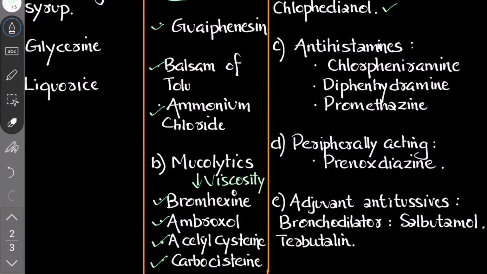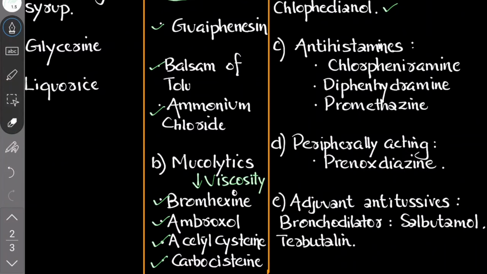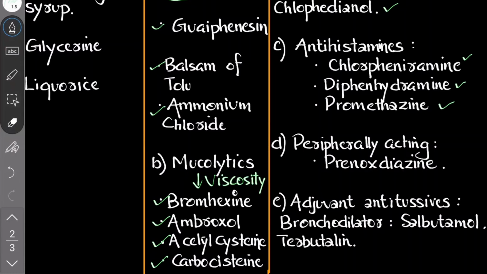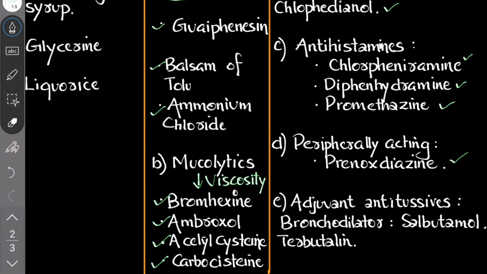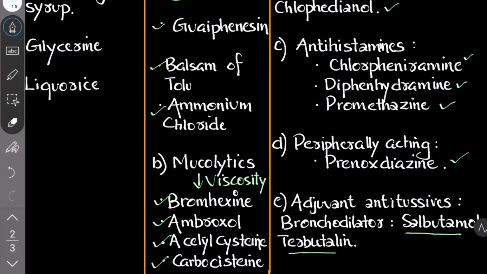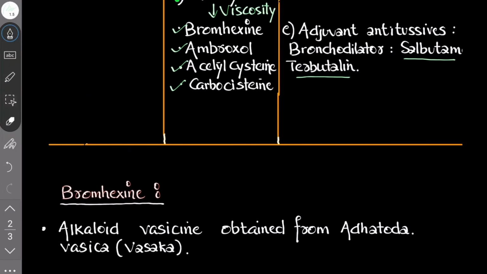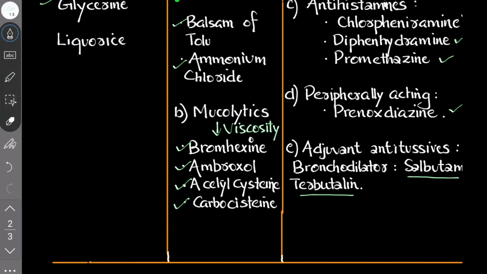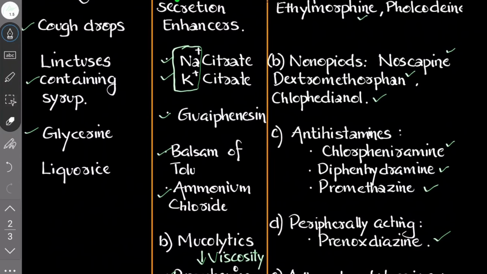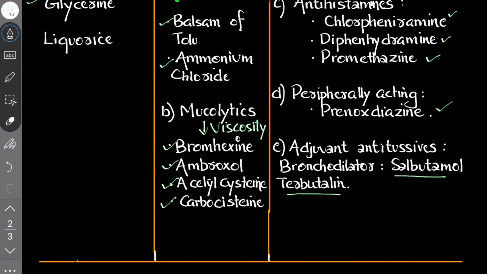Antihistamines: we know that leukotrienes and histamines are responsible for the reflex initiation. So we use antihistamines like chlorpheniramine maleate, diphenhydramine, and promethazine. Next, we have peripherally acting drugs, that is prenoxdiazine. Next, adjuvant antitussives like bronchodilators, salbutamol and terbutaline. Among these drugs, we'll study the mucus enhancers, secretion enhancers like bromhexine and acetylcysteine.